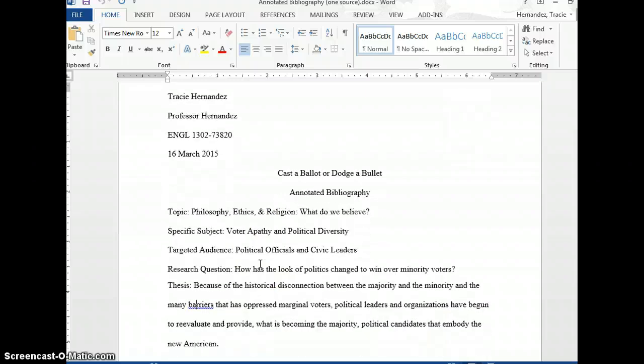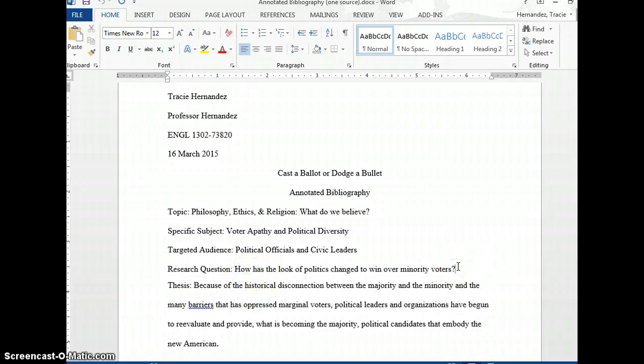The beginning of your annotated bibliography, as detailed from the writing assignment, is that I need some specifics. I need the topic under the 5 that I have listed. Then you need to provide your specific subject and your targeted audience. Remember, your targeted audience must be professionals. It cannot be a general audience, because the more specific you are, the better chances that you're going to find research and avoid those generalizations. And again, your research question should be an exploratory question.